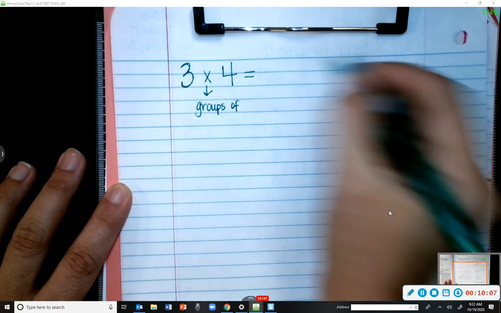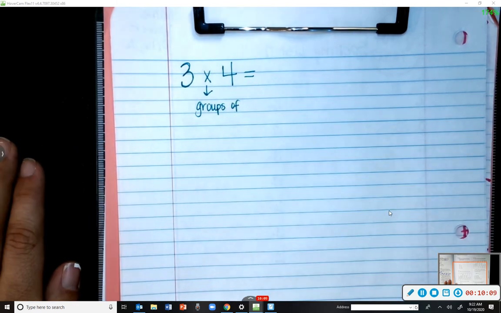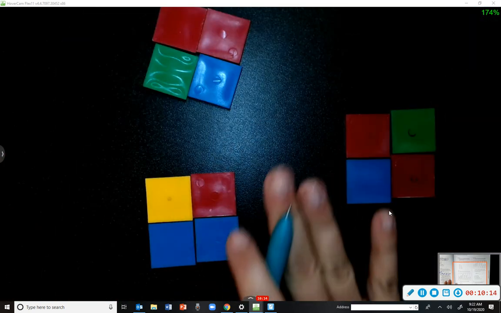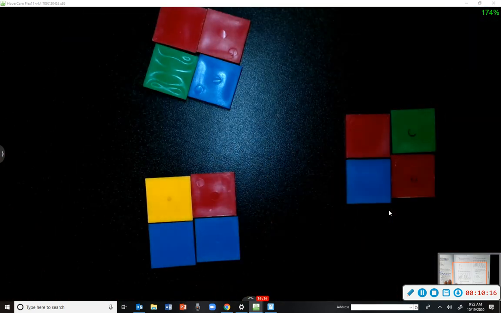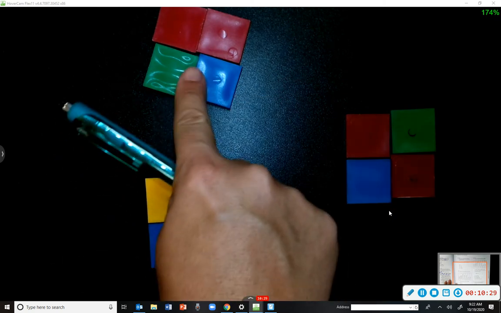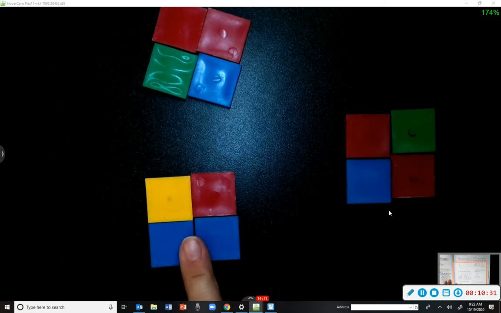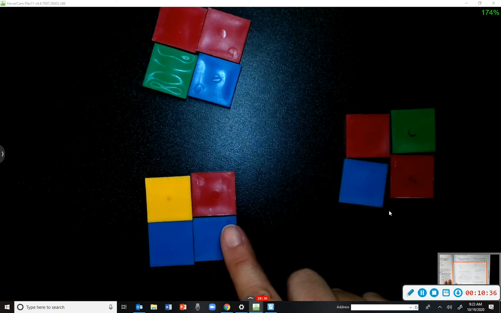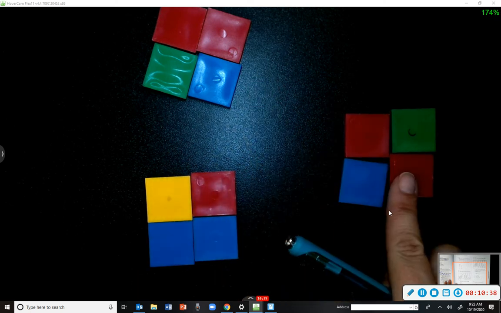Now, how would I get my answer? If I don't know 3 times 4 yet, because I'm just learning, what would I do with my groups here? With these tiles that we made? What do you think, Kaylee? How would I get my product? Could I just count all of these tiles? Yes. So I have 4 plus 4 plus 4. What's 4 plus 4? 8 plus 4? 12.